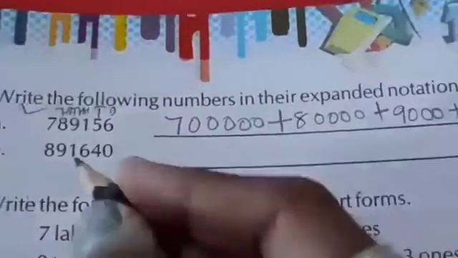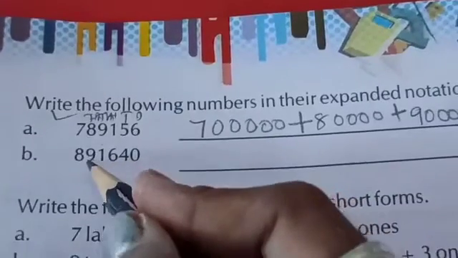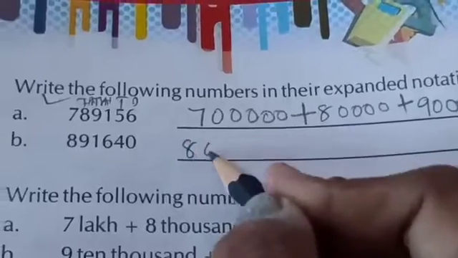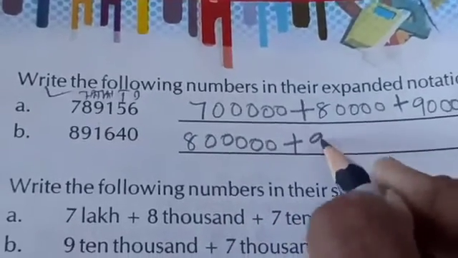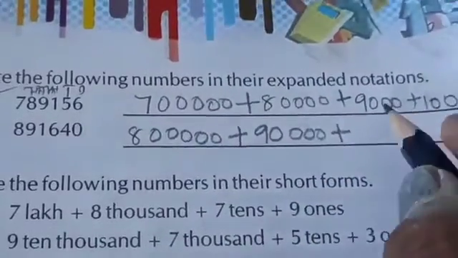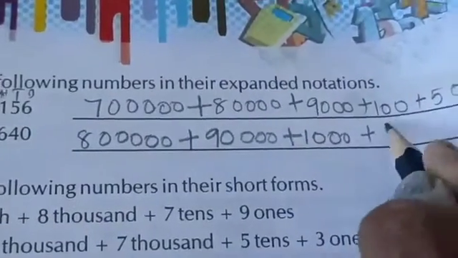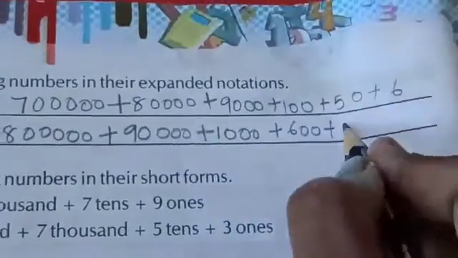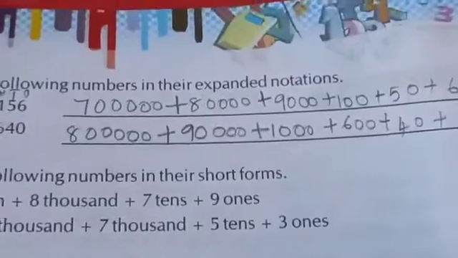Okay, next one same. This is also ones, tens, hundreds, thousands, 10,000s, lakhs, which is nothing but 8 lakhs. 8 lakhs plus 90,000 plus 1,000 plus 600 plus 40 plus 0. Okay, now this is the expanded form.